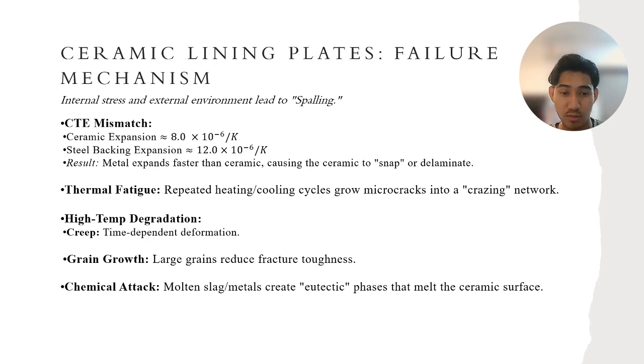Next, the failure mechanism for ceramic lining plates. The internal stress and external environment lead to spalling. CTE mismatch: ceramic expansion, and as you can see the values right here, steel backing expansion. The result: metal expands faster than ceramic, causing the ceramic to snap or delaminate.